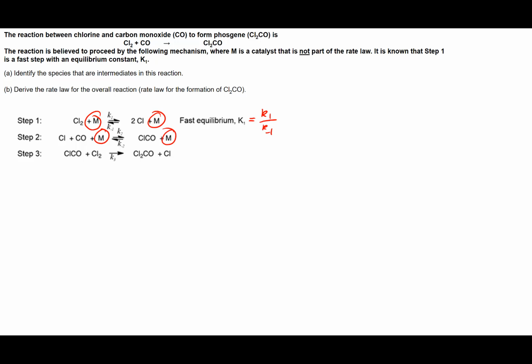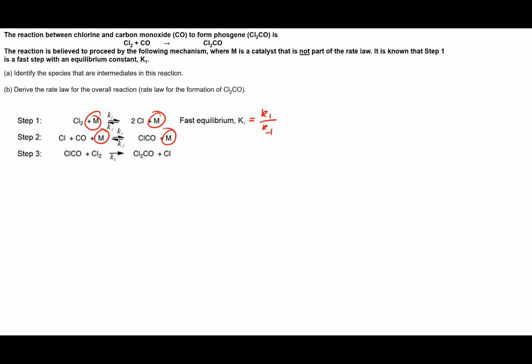So part A, the first thing it asks us is to identify the species that are intermediates in this reaction. The definition of an intermediate is something that shows up in the mechanism that is not part of the original reaction. It's not one of the reactants or one of the products, and it gets formed and consumed within the reaction.